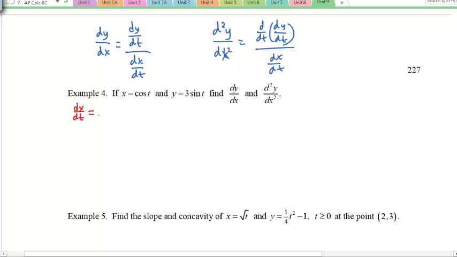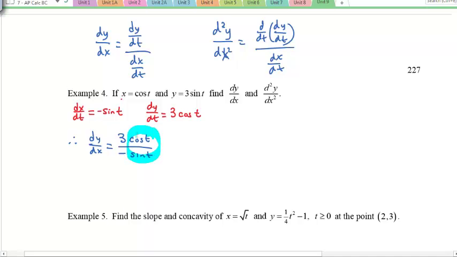which means I should find the individual velocities or derivatives first. The derivative of x is dx/dt. The derivative of cosine must be, you got it, negative sine t. And therefore I'll also find dy/dt now. The derivative of 3 sin t must be 3 cos t. And so if I want to find dy/dx, it's just the ratio of these things. So 3 cos t divided by negative sine t. And hopefully you remember trig very well, because cos over sine is just, you got it, cotangent, so negative 3 cotangent of t. And that's dy/dx.